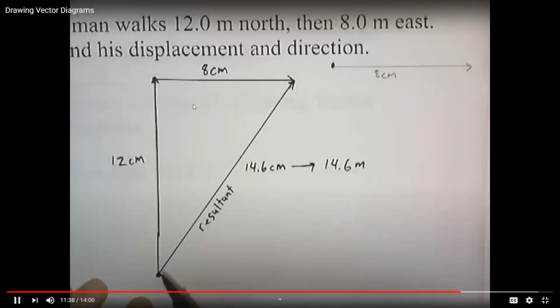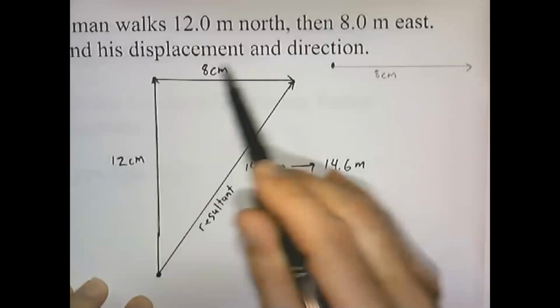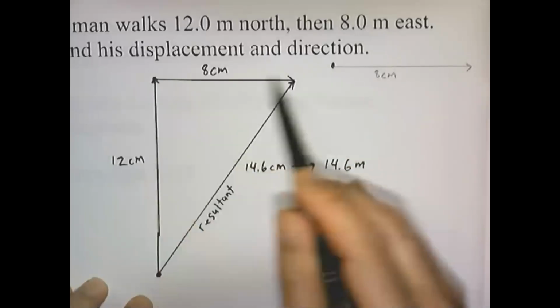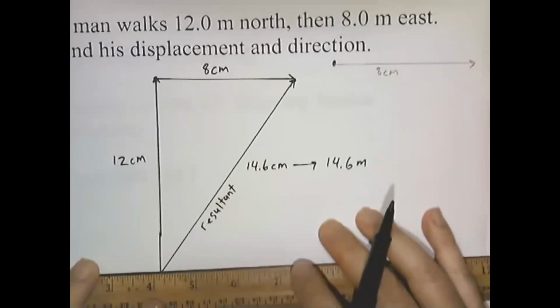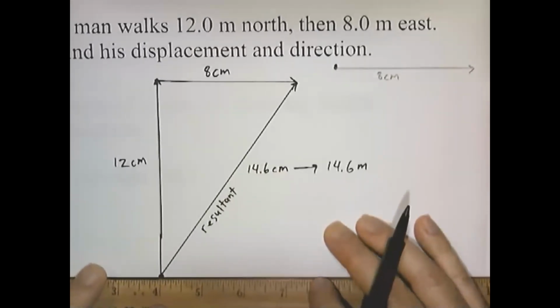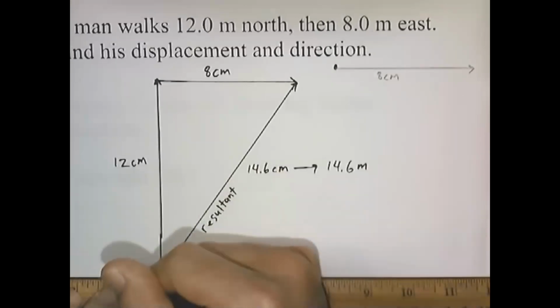Our man who walked 12 meters and 8 meters, his displacement from where he started to where he ended is 14.6 meters. Now, if we make the tail of this first vector the origin of a graph to figure out the direction, what we do is at the tail of the first, you draw compass points.